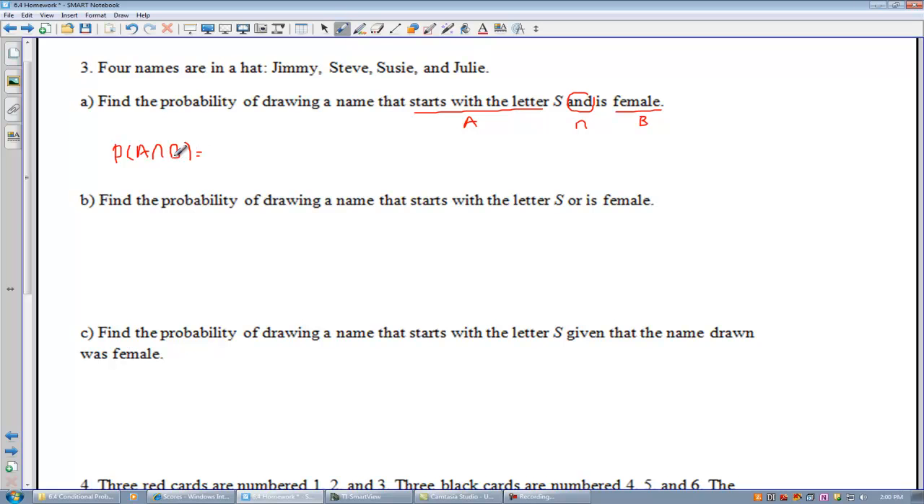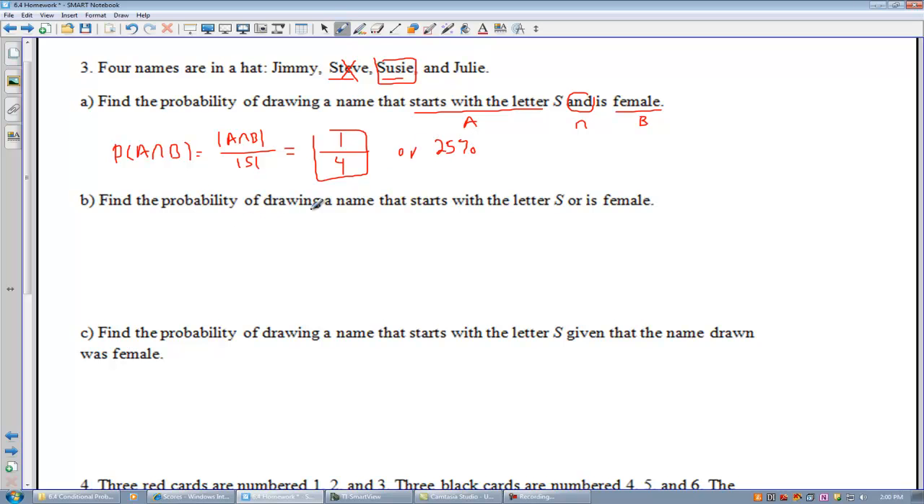I'm not sure if these events are independent or dependent, so I'm going to have to go with the old definition. The number of things in A intersect B divided by the number of things in my sample space. Number of things in my sample space is simple. There's 4 names, so I have 4 things in there. And I want a name that starts with S, so there are 2 of these, and is female. And so that crosses out Steve. I'm assuming Steve is actually male, and it just gives me Susie. So 1/4. There's only one thing in A intersect B. All right, so probability is 1/4. I'll draw a name that starts with S and is female, right? Or we could write 25% here.